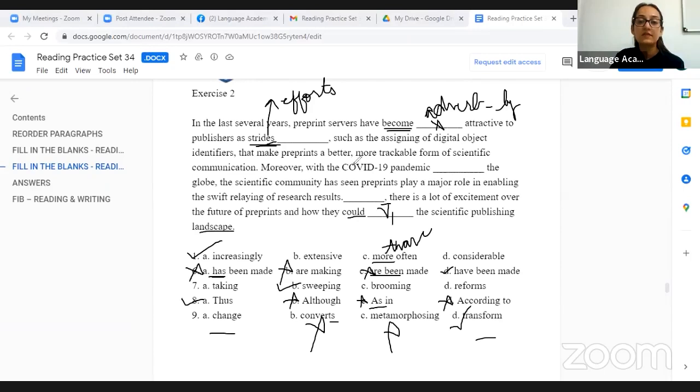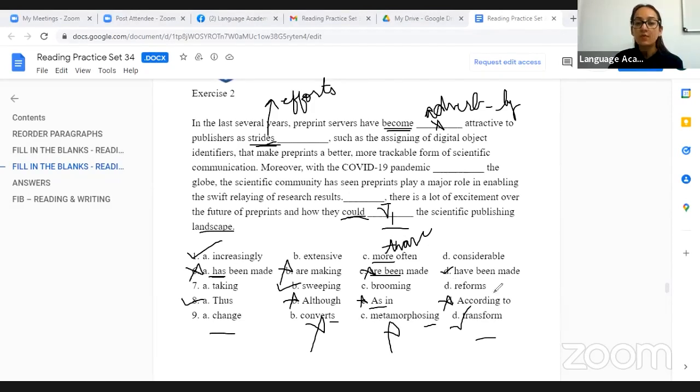Sweeping means affecting. So we have to say with the COVID-19 pandemic affecting the globe, affecting at a very large scale. Then out of the connectors, only thus comes with a comma. All the other three do not come with a comma, so they cannot be the answers. And the last one: with all the modals, can, may, could, would, should, will, shall, comes first form of verb without S. So that's why converts cannot be the answer. ING cannot be the answer. Out of change and transform, transform is more academic. That's why we'll go with transform. And there is no rule that transform can only come when you have into written. That's one use of transform. That's not the only use of transform.